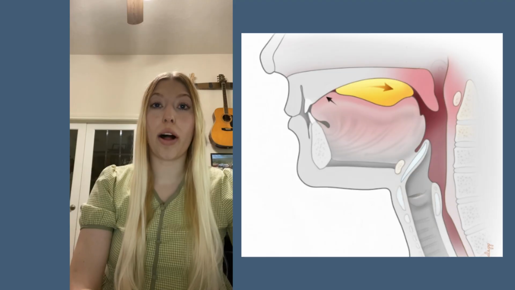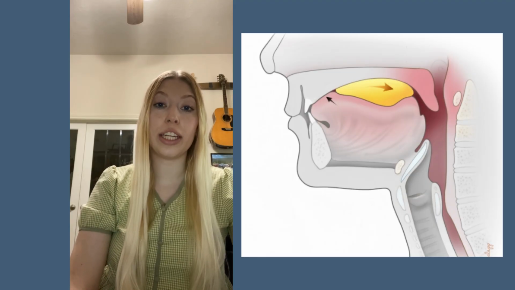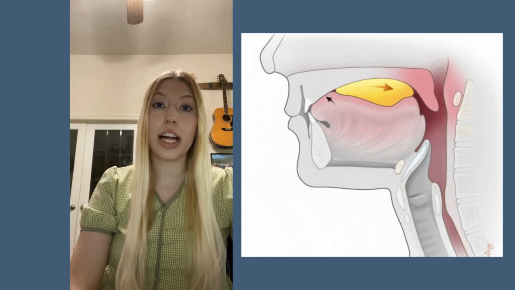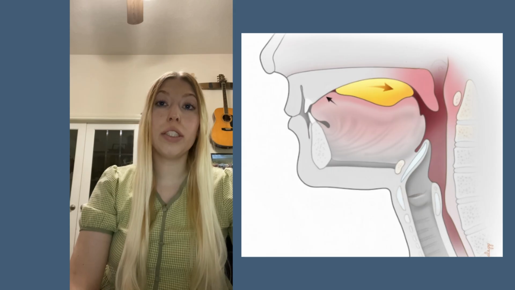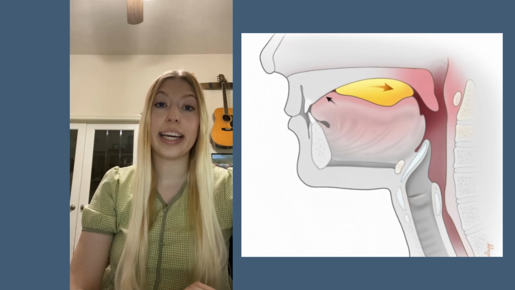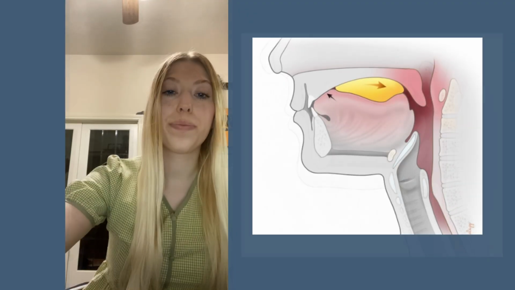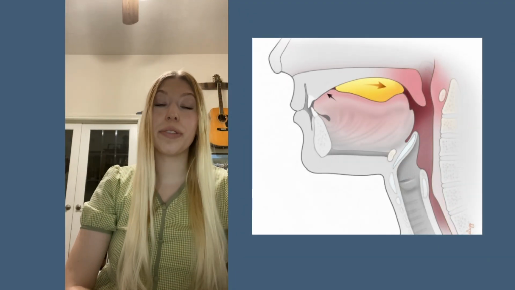The next part of swallowing is called the oral transport stage, and just like the first stage, it's something you can control. This is when your tongue moves the food from the front of your mouth to the middle and then to the back, getting ready to go down your throat. Your tongue does most of the work here.